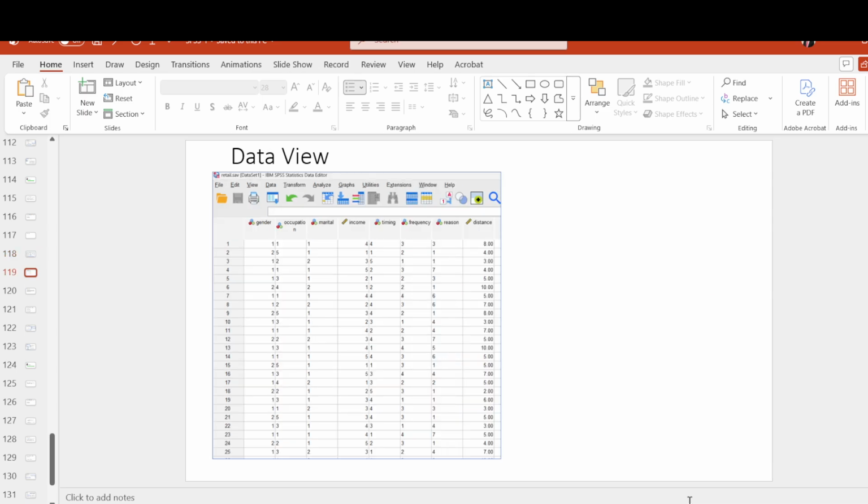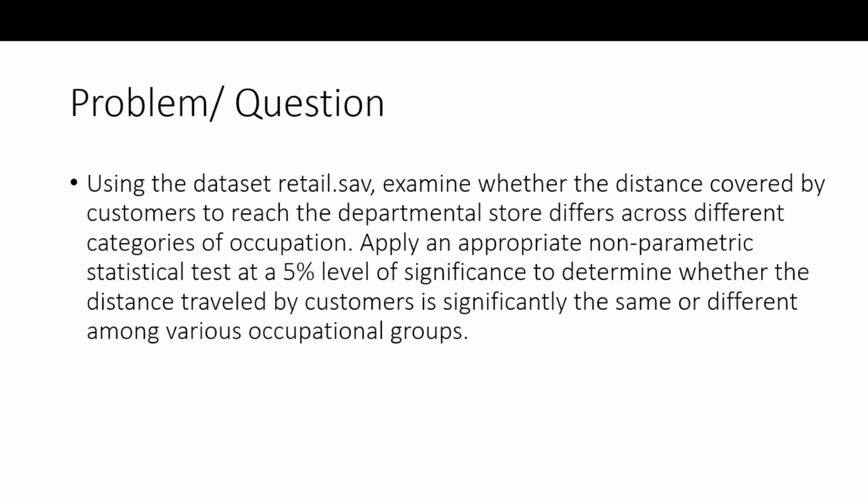The problem which we are going to discuss is: using the dataset retail.sav, examine whether the distance covered by customers to reach the departmental store differs across different categories of occupation. Apply an appropriate non-parametric statistical test at a 5% level of significance to determine whether the distance traveled by customers is significantly the same or different among various occupational groups. So in this case, we have two variables. The dependent variable is the distance covered to reach the departmental store, and the independent variable is the different occupational groups.